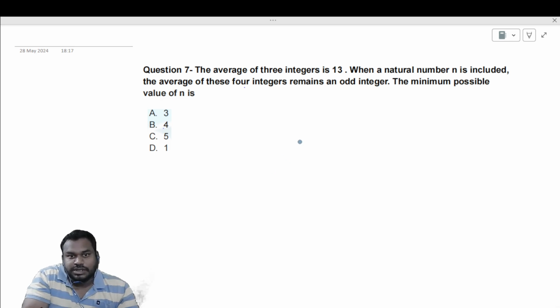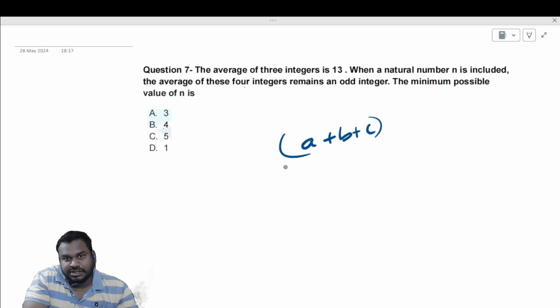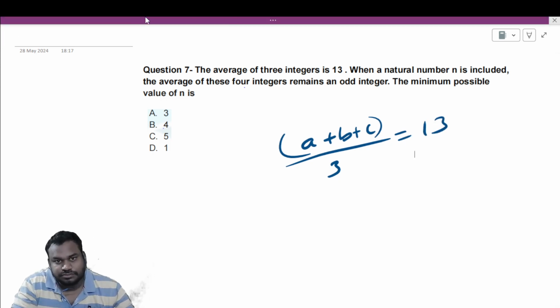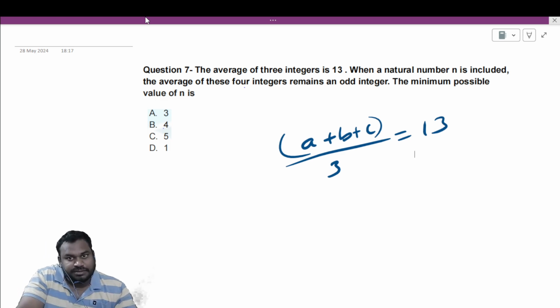Okay. So there are three integers. Suppose a, b, c, and find their average, their sum divided by 3, to be equal to 13. That's the question. The minimum possible value of n is asked under one condition. What is the condition? When a natural number n is included, the average of these four integers remains an odd integer. So from this you can find out that the sum a plus b plus c is equal to 39.